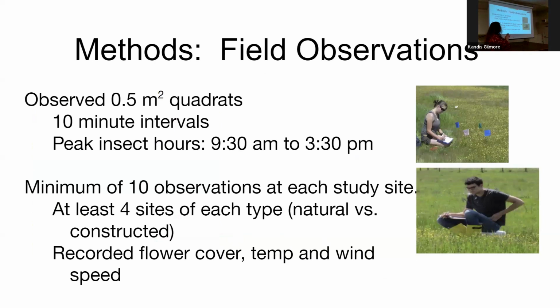So part of our methods were that I observed within half-meter quadrats for 10-minute intervals, in the peak time of insect activity between 9:30 and 3:30, and I had a minimum of 10 observations per study site. And I noticed the insects would kind of go away if the wind was above 6 miles per hour. So I measured the wind speed and excluded observations when it was too windy.